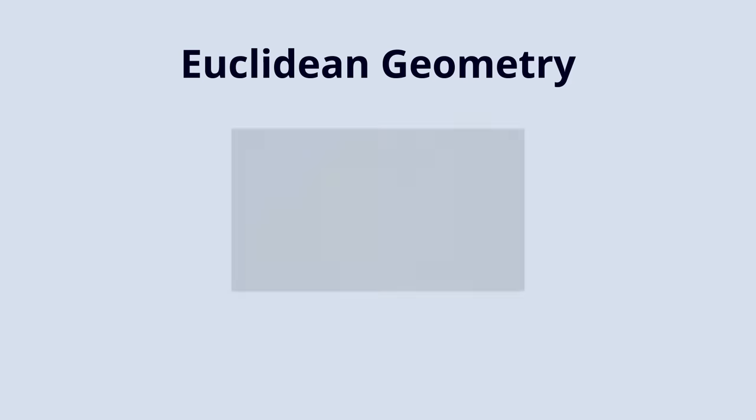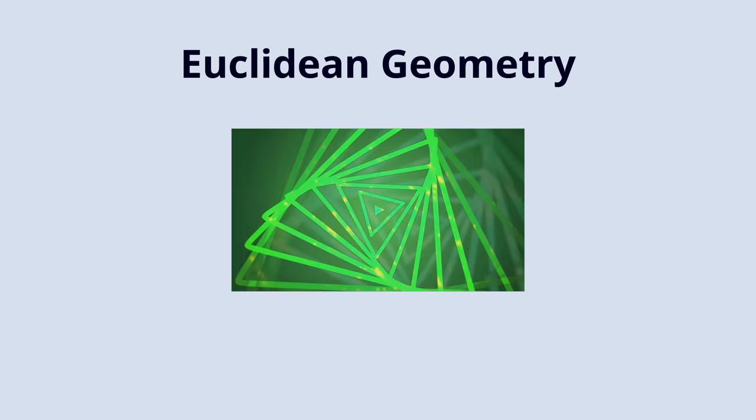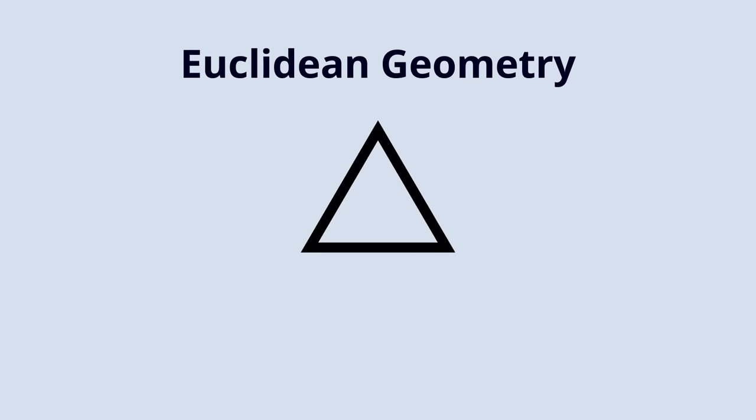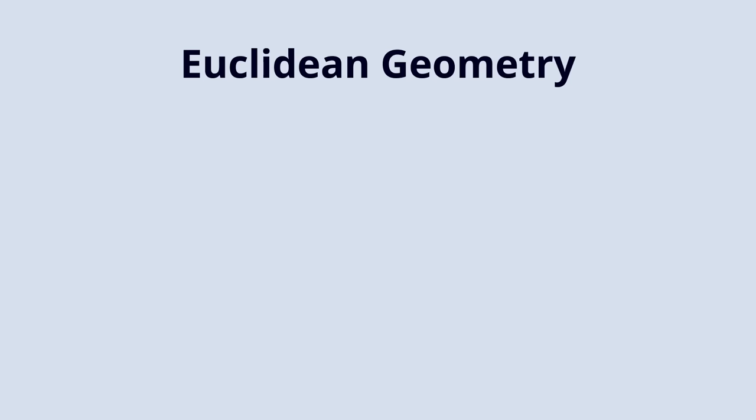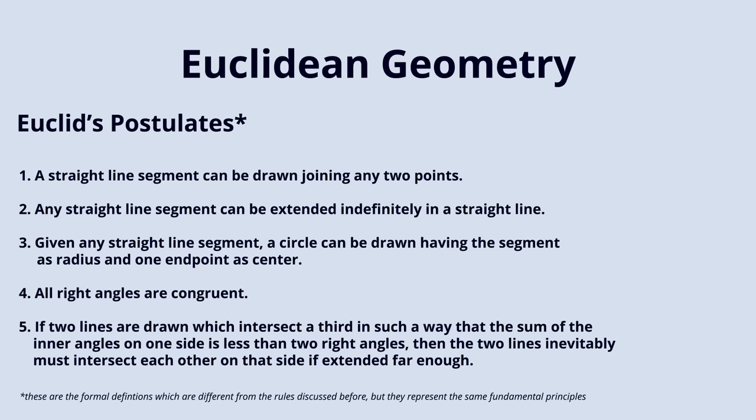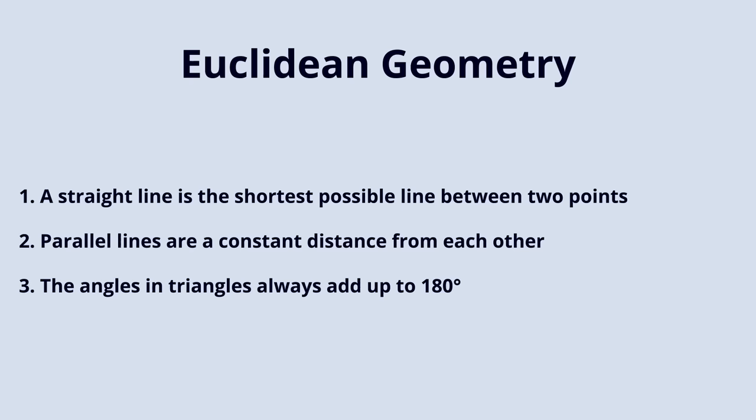Finally, we're going to look at triangles. In Euclidean geometry, we say that the angles in triangles always add up to exactly 180 degrees, something you might still remember from school. Rule number three, the angles in triangles always add up to 180 degrees. Keep in mind that in reality, there are actually five rules called Euclid's postulates, which describe the Euclidean world. For now, we can just focus on these few simplified rules.